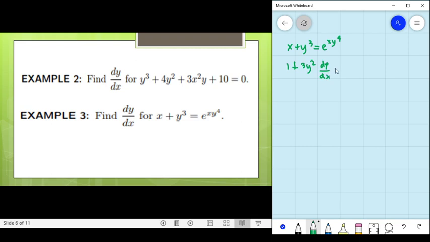And this is equal to e to the xy to the fourth, then the derivative. Using the product rule, the derivative of x is 1 times y to the fourth, plus the derivative of y to the fourth, which is 4y cubed times x.